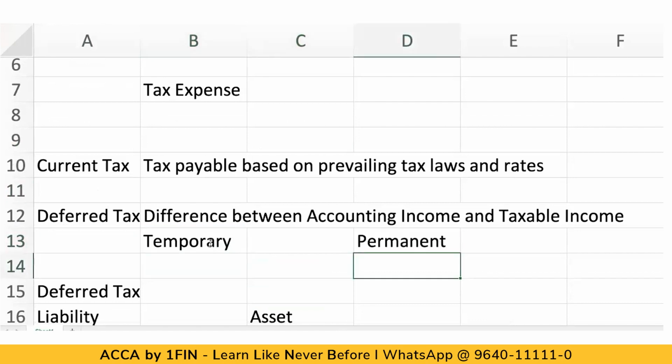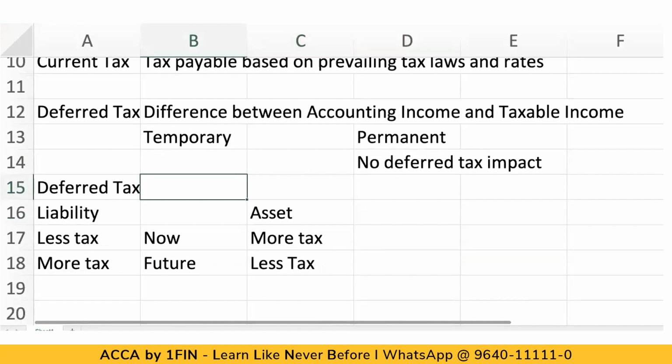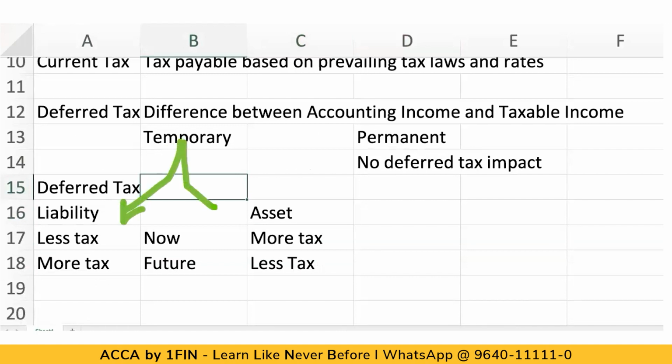Now, this difference between accounting income and taxable income can be temporary and can be permanent. If it is a permanent difference, there is no deferred tax impact. If it is a temporary difference, then you can have either a deferred tax liability or a deferred tax asset. But in case of permanent difference, there is no deferred tax impact. You are not required to calculate deferred taxation.